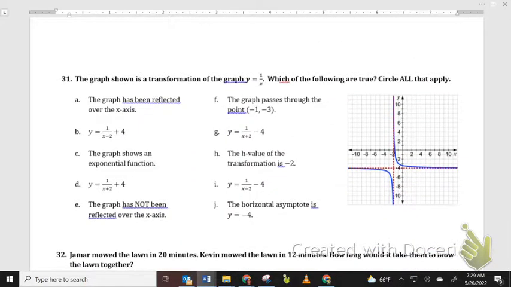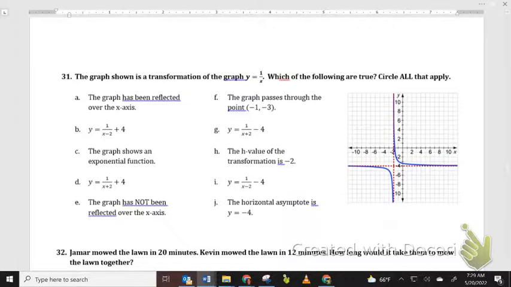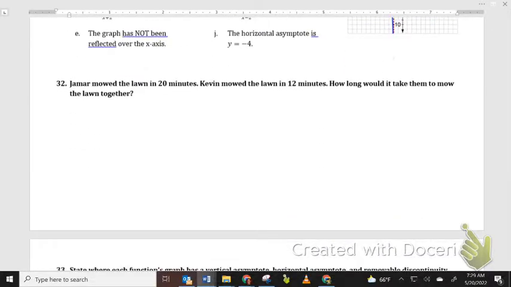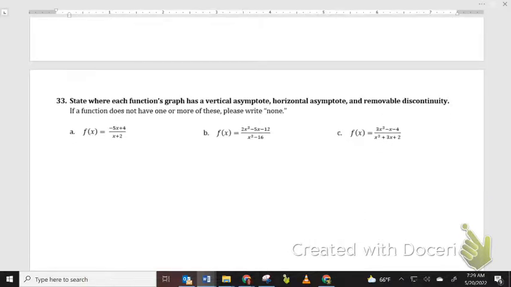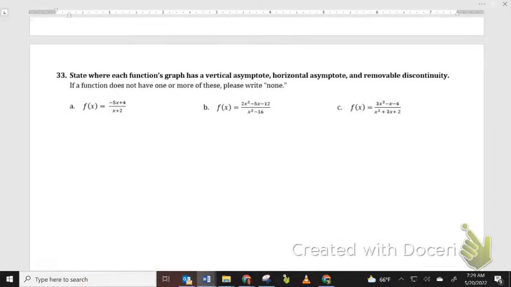31 is already a multiple choice question, so I would expect something like this on the multiple choice section. 32, story problems almost always are going to end up on paper versus multiple choice. Asymptotes and removable discontinuities, there's usually a lot of work associated with these, and so I would expect something like this to show up on paper.